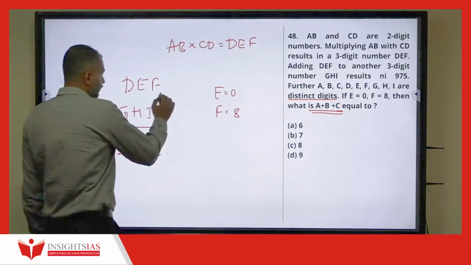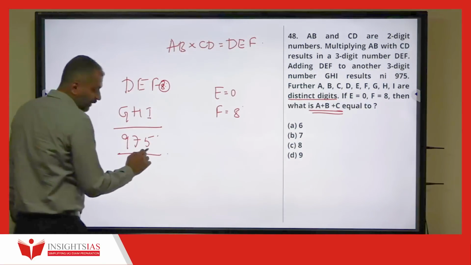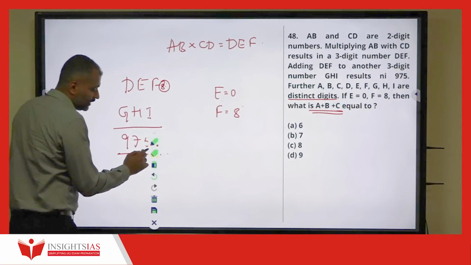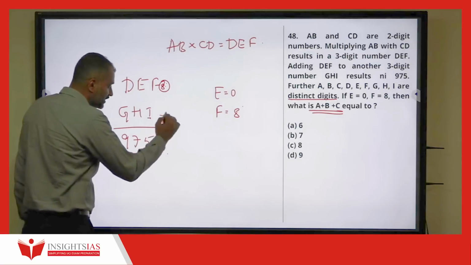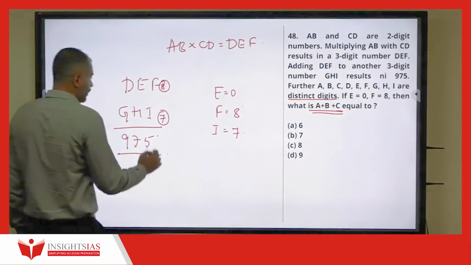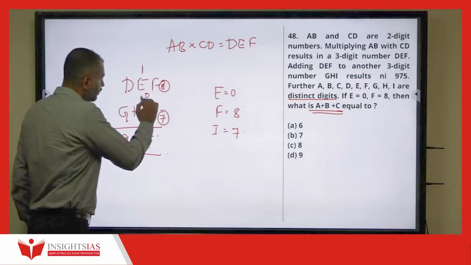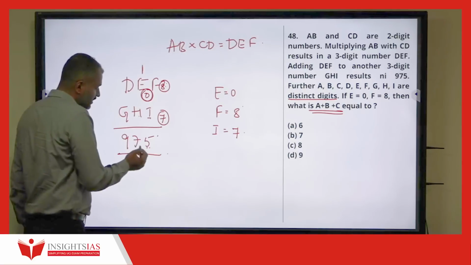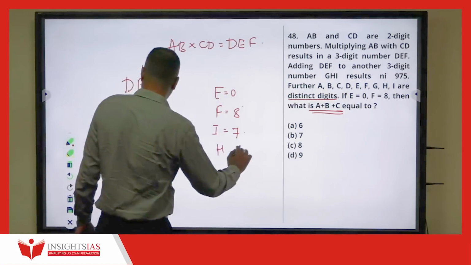Now look here, if F is equal to 8 here, to get 5 here, it's not getting 5, it has to be 15. So 15 means this has to be 7, isn't it? So we got the value of I is equal to 7. Okay, so 15, 1 carry here. Then E has to be 0 according to the question itself. So H has to be 6, then only this becomes 7. So H value is equal to 6 here.